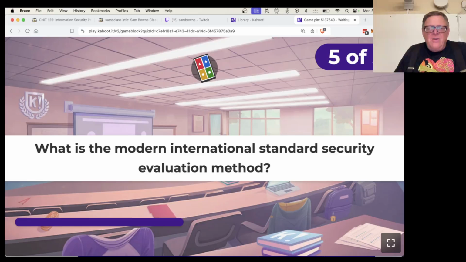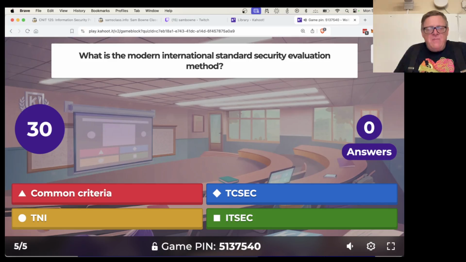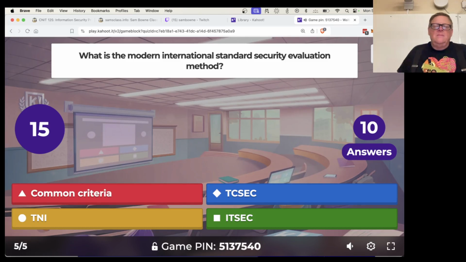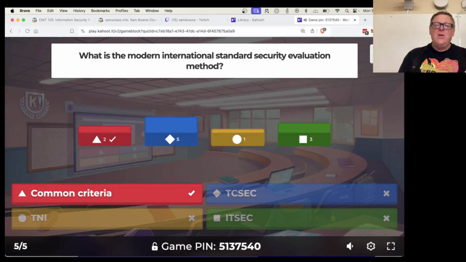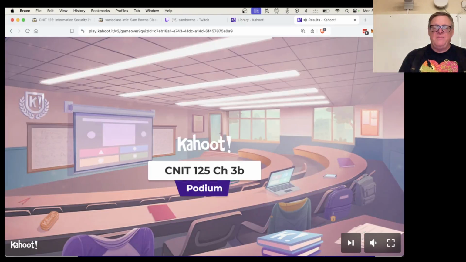And what's the modern international standard security evaluation method? Common Criteria. That's the new model to replace all the others.